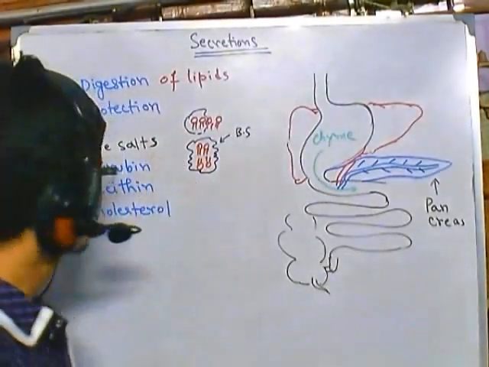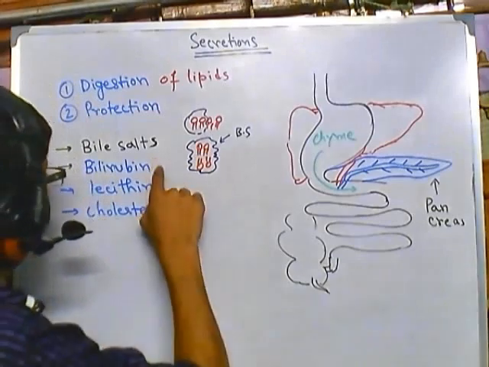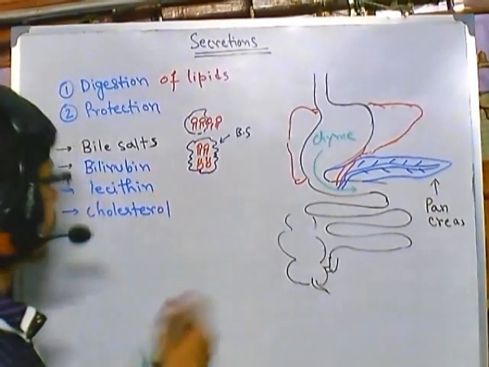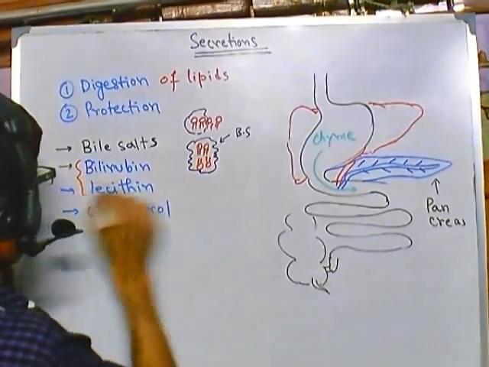And the rest, like bilirubin and lecithin, are the molecules that are secreted or generated here.